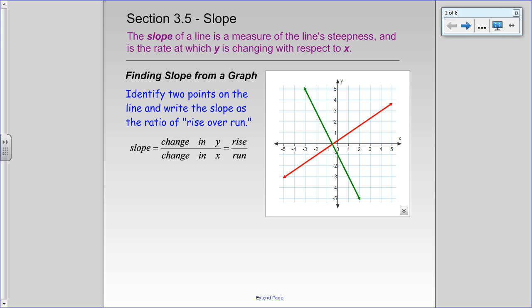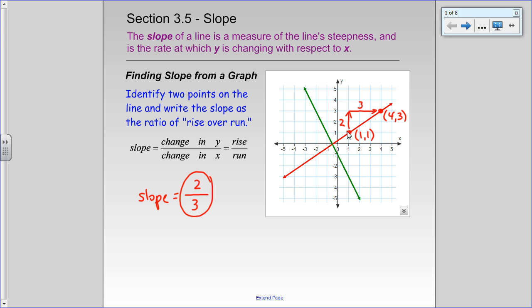Let's look at some examples. First, for the red line, we can see that it passes through the point (1, 1), and then also through the point (4, 3). Therefore, we can write the slope of this red line, noting that there is a change from 1 to 3 on the y-axis, which is a distance of 2. So that's the rise. And then there's a change from 1 to 4 along the x-axis. That's a distance of 3. That's our run. Therefore, the slope of this red line is 2/3.